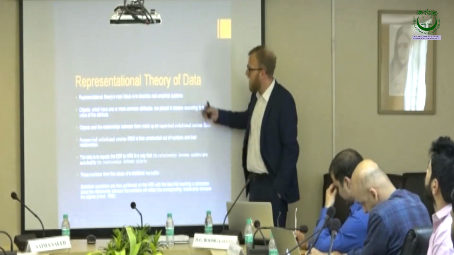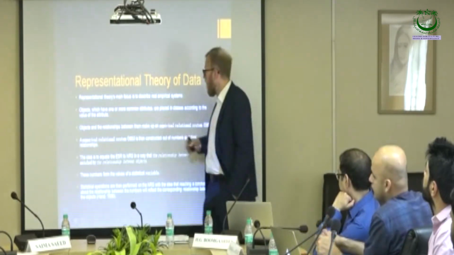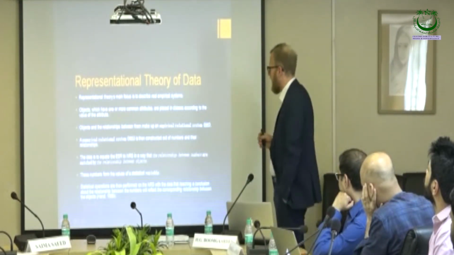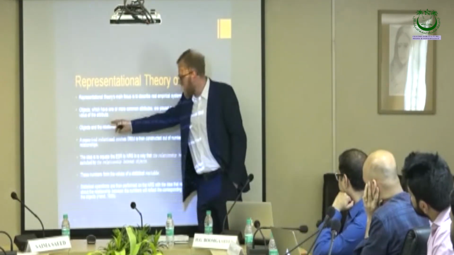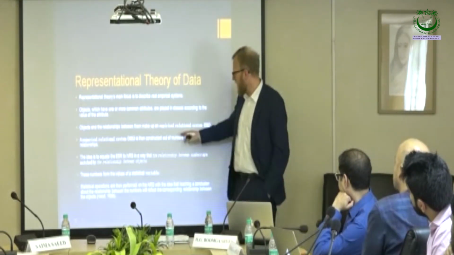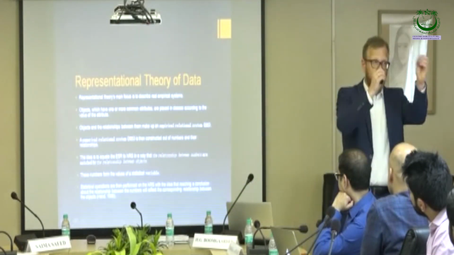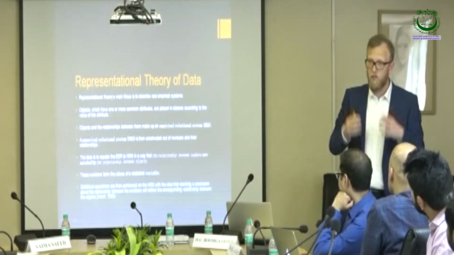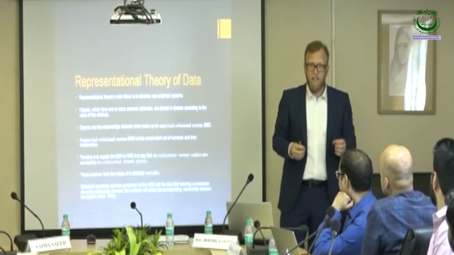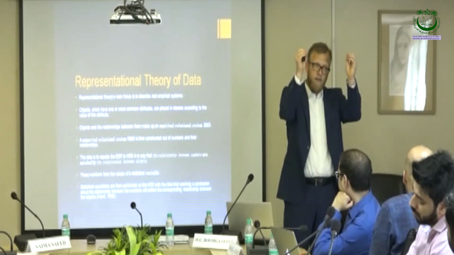So the representational theory's main focus is to describe real empirical systems. Objects which have one or more common attributes are placed in classes according to the value of the attribute, and I'll show you an example in a second. And the objects out there, with the relationships between the objects out there, make the empirical relational system, the ERS. So the reality out there, the objects that we're interested in, again, could be persons, newspaper articles, birds, whatever, they are the empirical reality. They have attributes, and they have relationships between each other. Yeah?